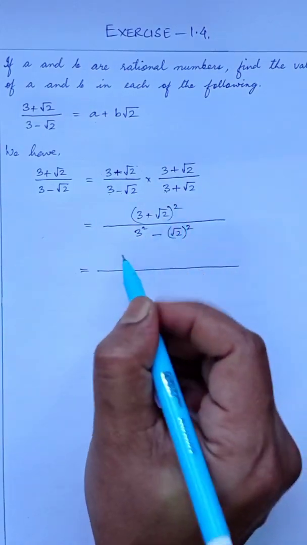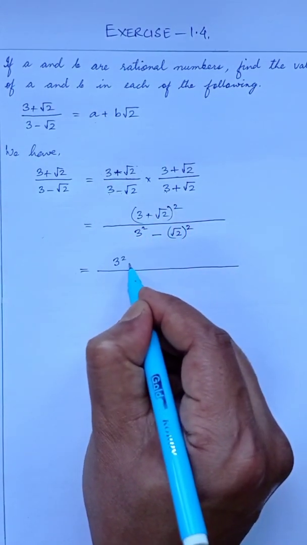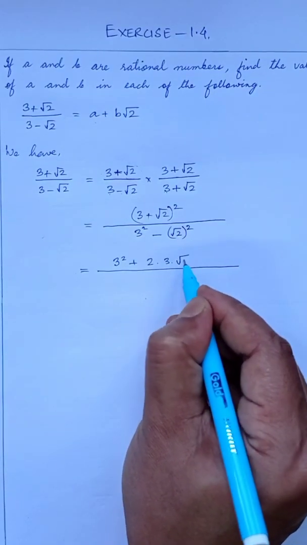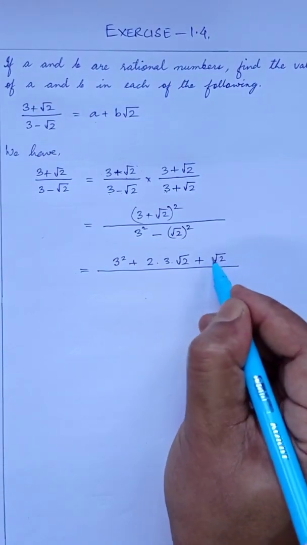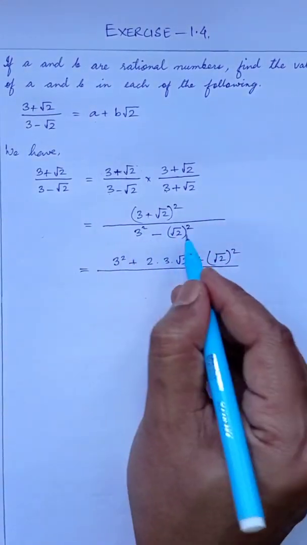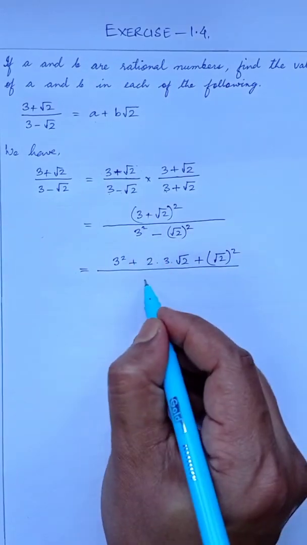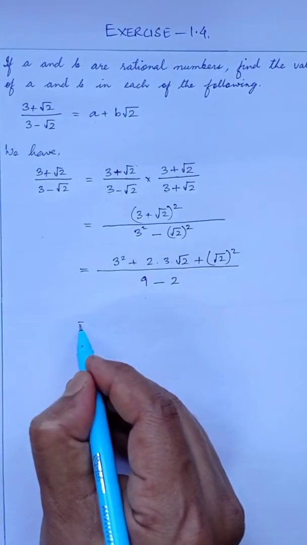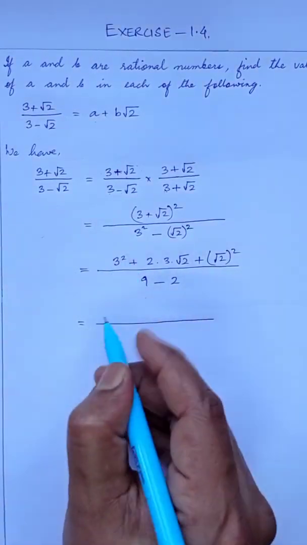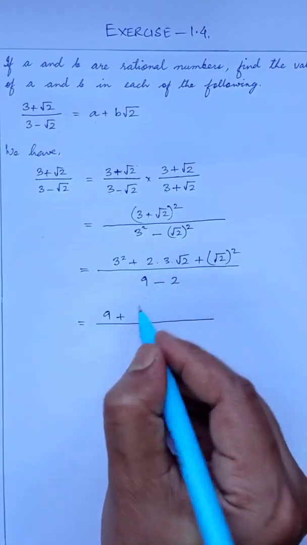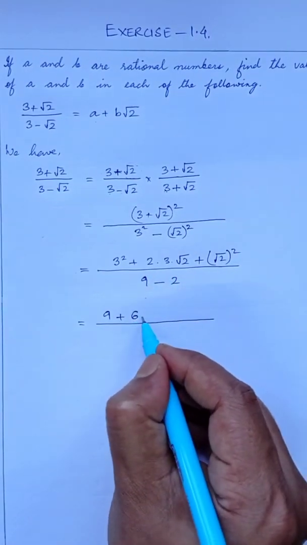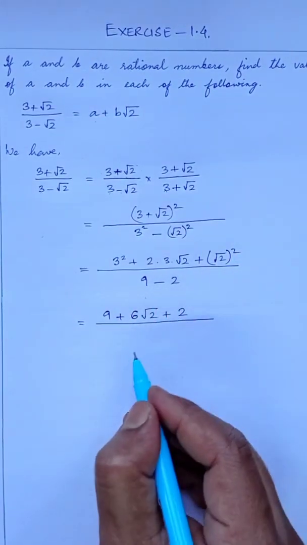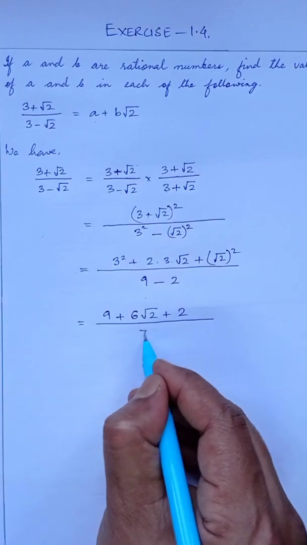So if you square them, you use a formula here. The a plus b whole squared formula is a squared plus 2ab plus b squared. And here I have 3 squared is 9, minus root 2 squared is 2. So 3 squared will be 9 plus 3 multiplied by 2 is 6 root 2 plus root 2 squared is 2, divided by 9 minus 2, which is 7.